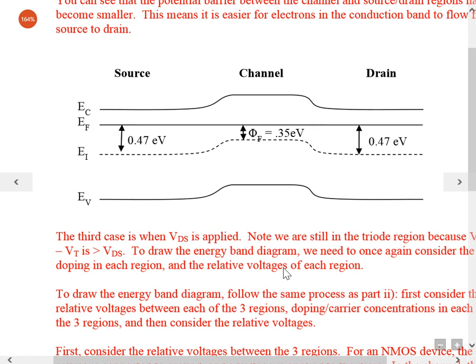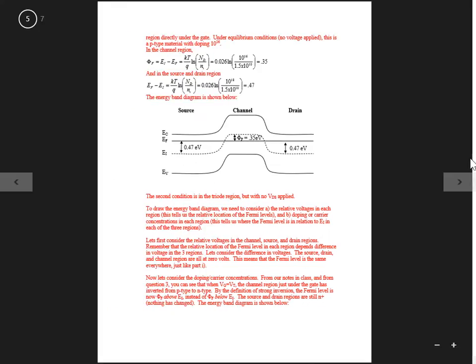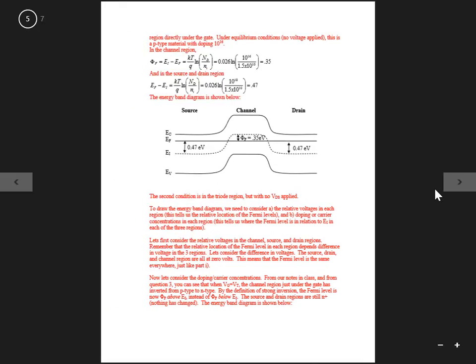All right, it looks similar, but notice that the potential barrier is now smaller. With a small potential barrier, the electrons can easily go back and forth like this. Compare this to a much larger potential barrier. The electrons cannot go over this. Notice the difference between these two diagrams.